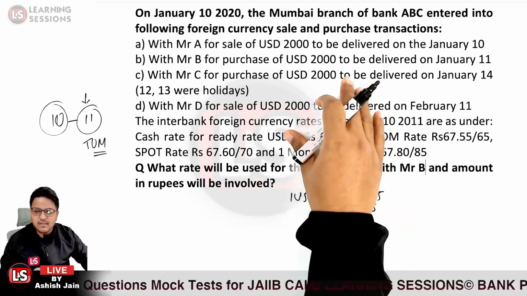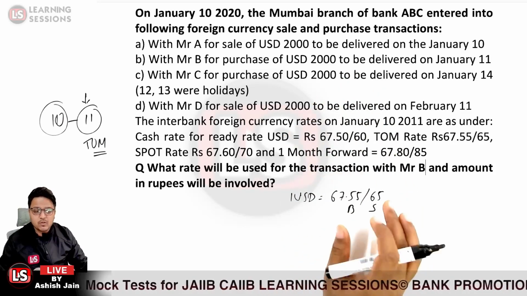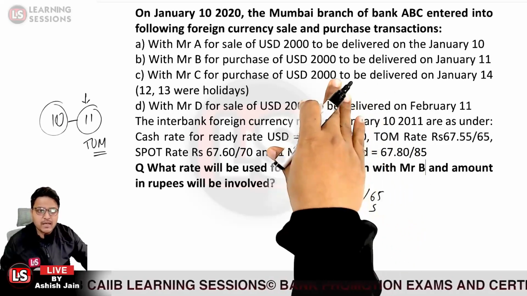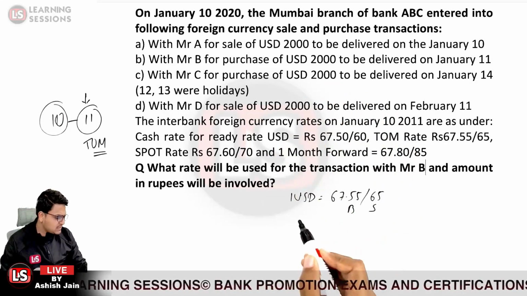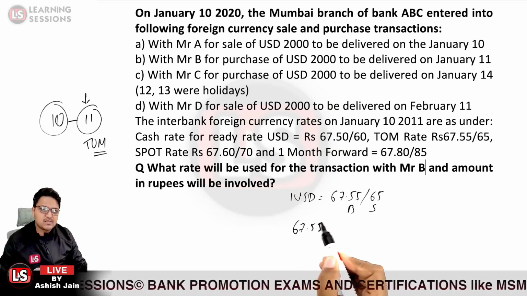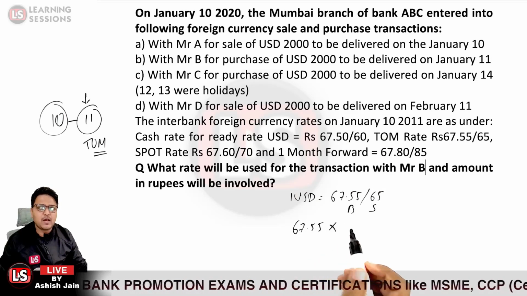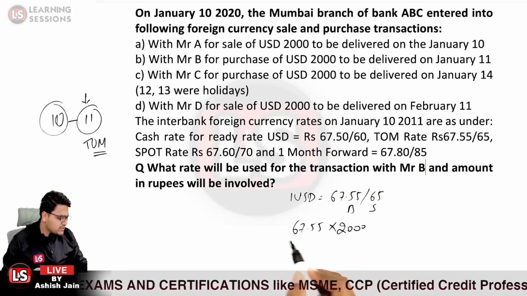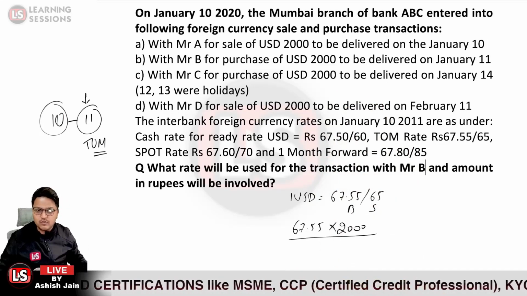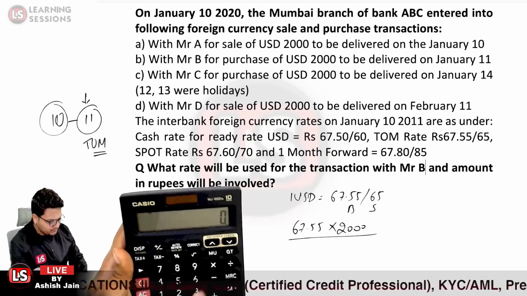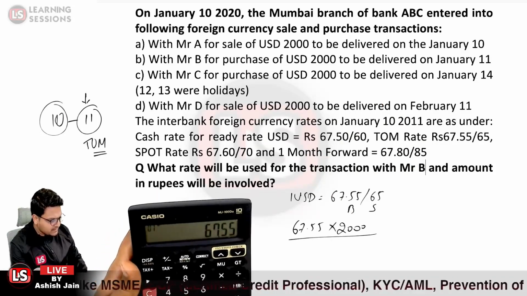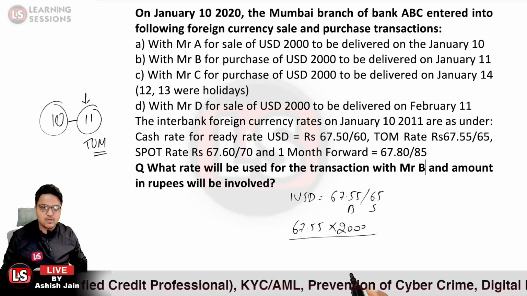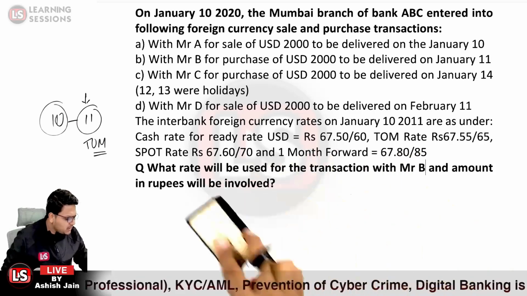This is a rate at which the bank is ready to buy. The bank wants to buy, so it will be buying at the buying rate, which is 67.55, multiplied by how many USDs are to be bought. It is 2000 USD. So the rate applicable is the term rate, and the amount involved in rupees is 67.55 multiplied by 2000, which is equal to 1,35,100. That is the answer over here.